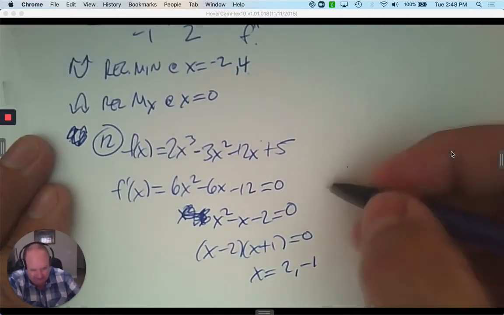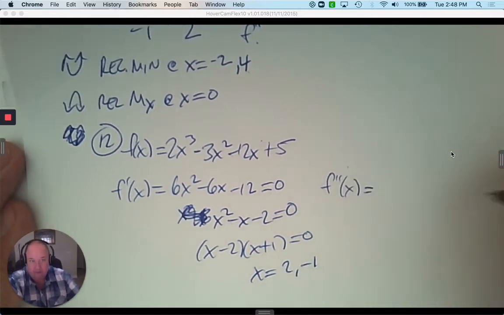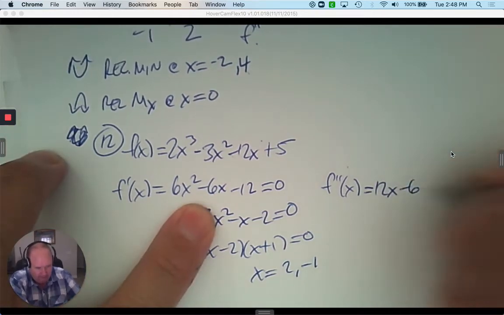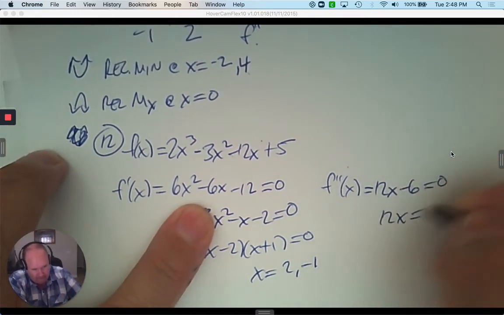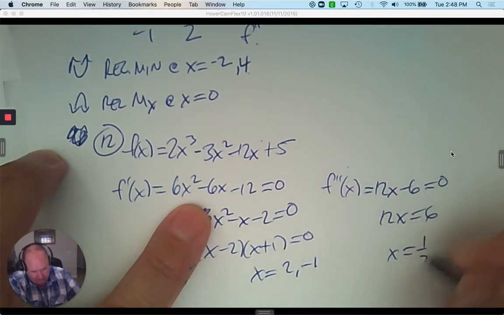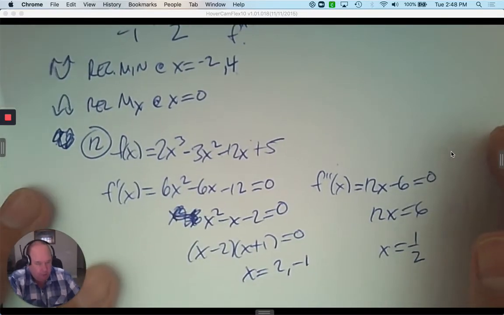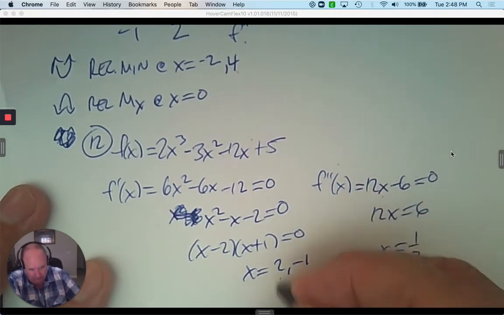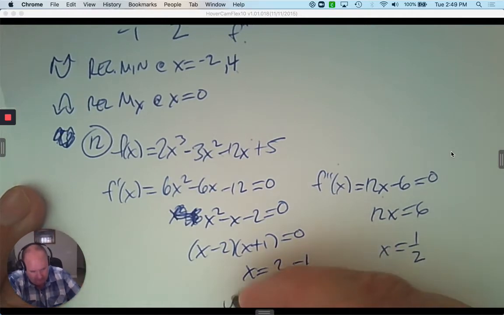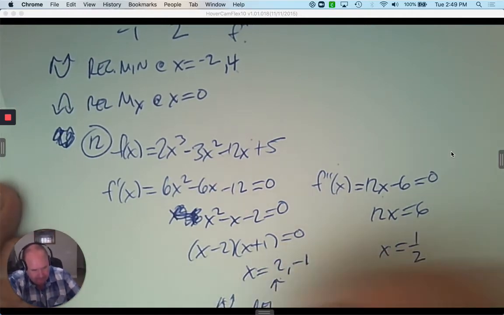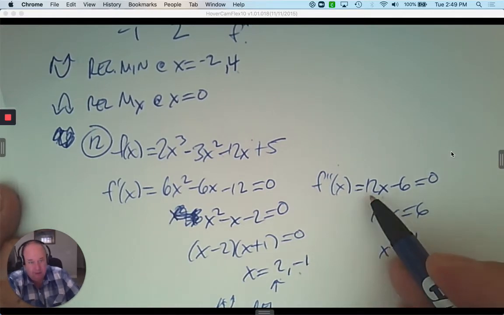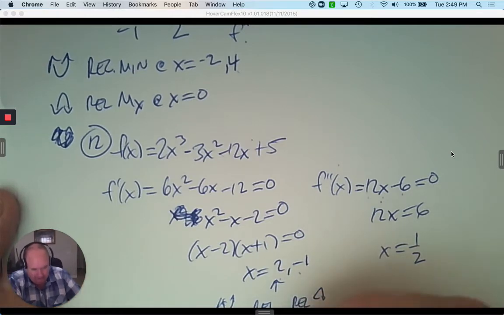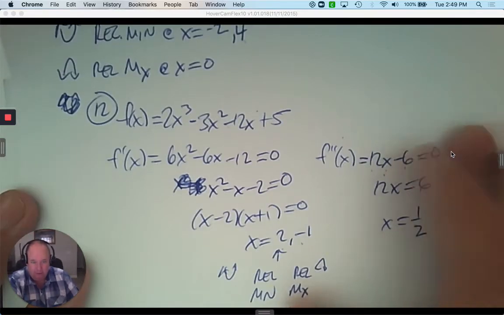Now I'm going to need my second derivative anyway, so might as well just use it. So the second derivative gives me concavity. That's going to be 12x minus 6 equal to 0. Add 6, divide by 12, you get 1/2. So what's going to happen here? If I plug 2 into the second derivative, I get a positive answer. So that is concave up, means that's a minimum. If I plug -1 into here, you get a negative, so concave down. So at -1 is a relative maximum. And we'll find the y coordinate that goes with it in a moment.